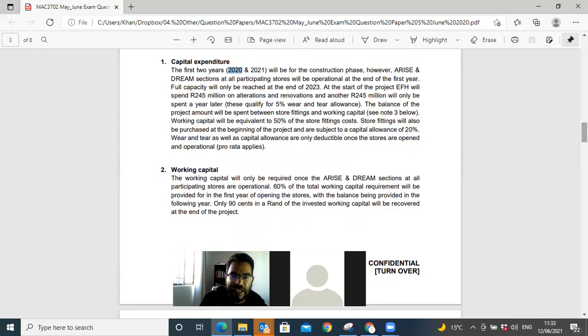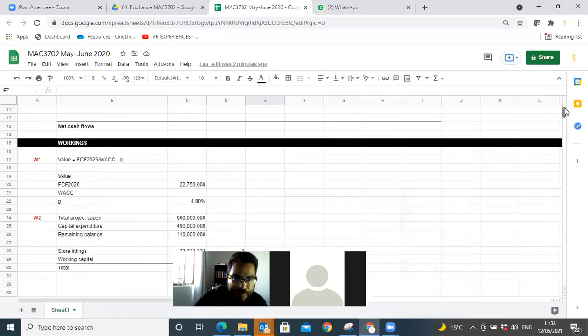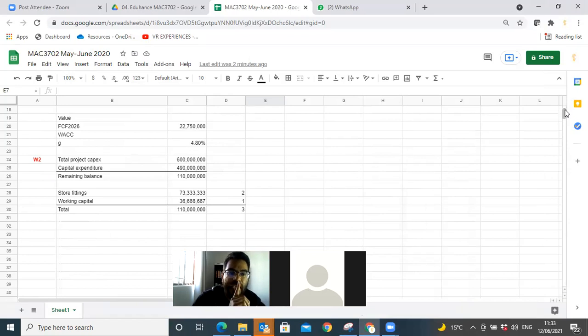Okay, 60% of the total working capital requirement will be provided for in the first year of opening the stores, with the balance being provided in the following year. So the stores are ready at the end of 2020. Are you happy with that? Now, they can only operate from 2021. They're ready at the end of 2020, so they'll operate at the beginning of 2021.